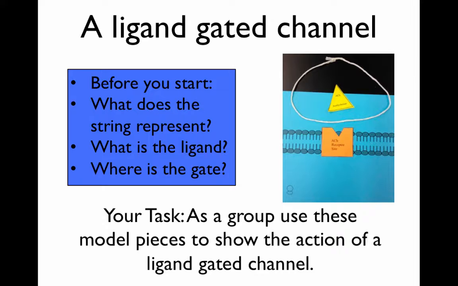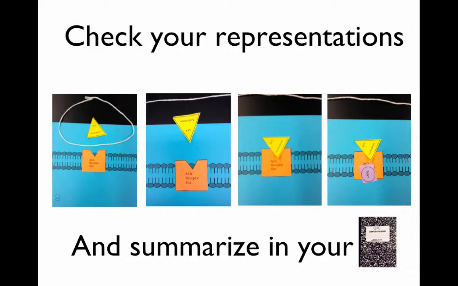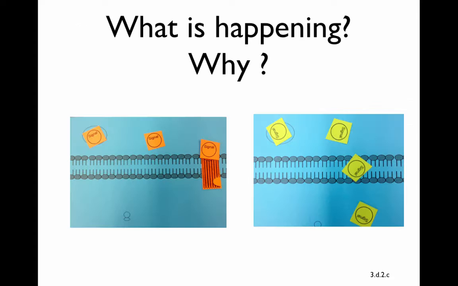The string represents the vesicle membrane. The ligand is the acetylcholine. The interaction of the ligand with the receptor causes a shape change that opens a passageway or gate. After working through the last slide, you can allow groups to self-check, then write the actions in their journal.